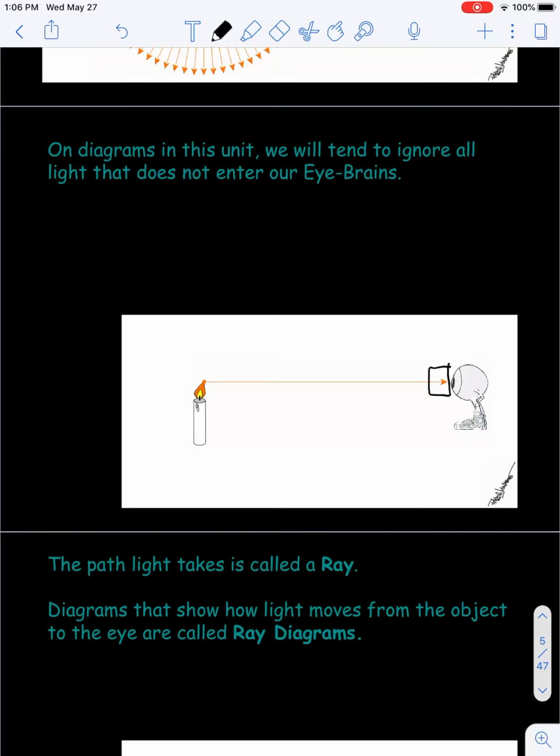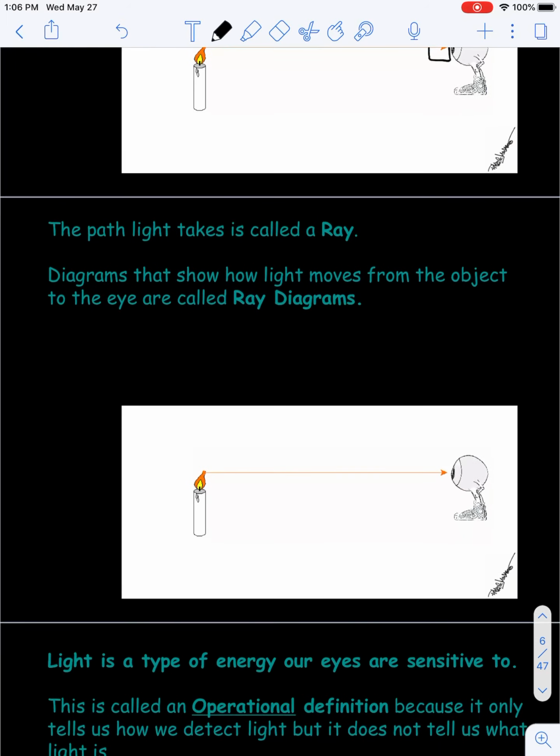So start thinking about getting those things. So, a nice straight line coming from the light source directly into our eyes, with an arrow showing direction. The path light takes is called a ray. Okay, so that's important. Diagrams that show how light moves from the object to the eye are called ray diagrams.